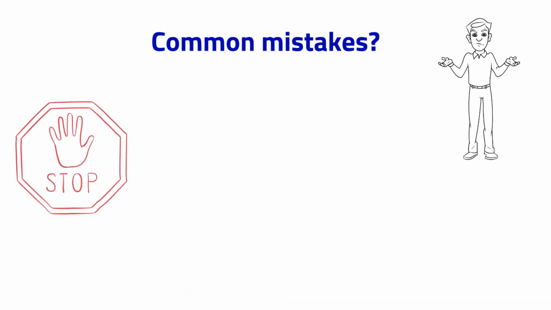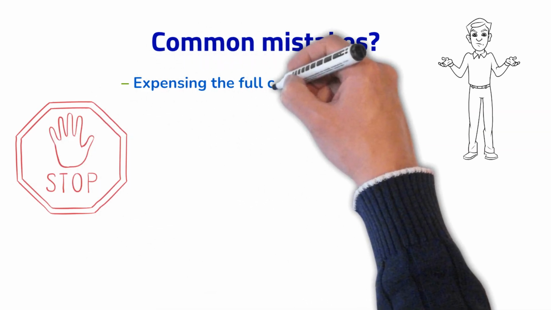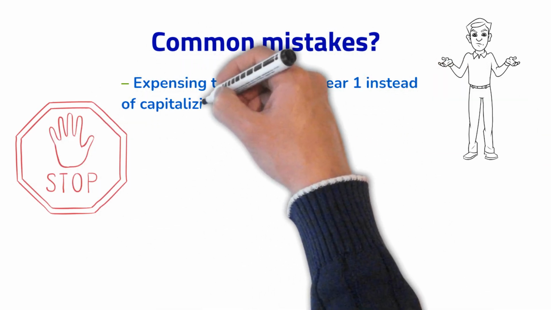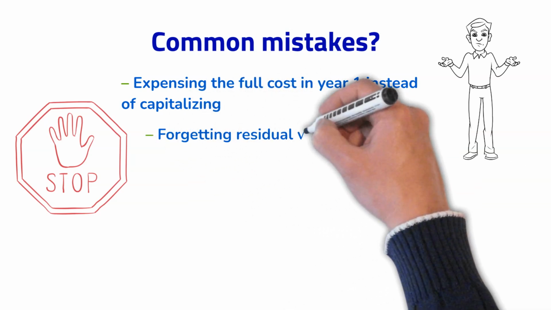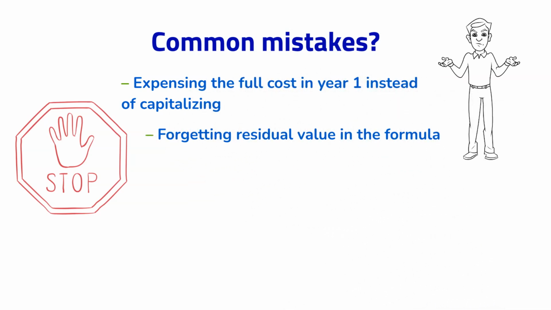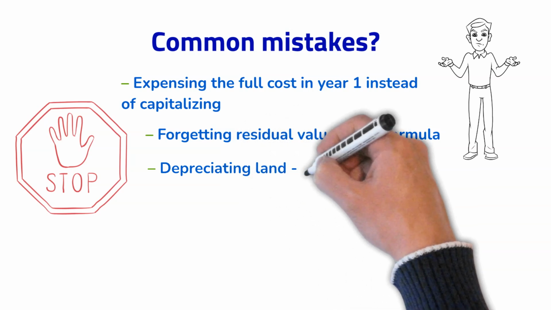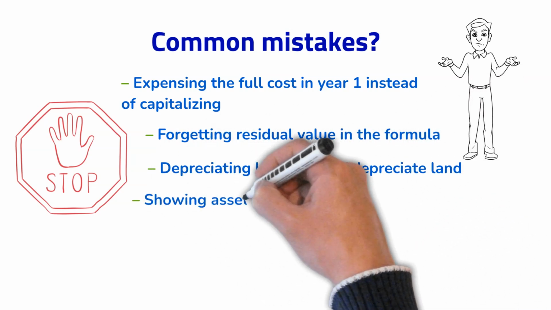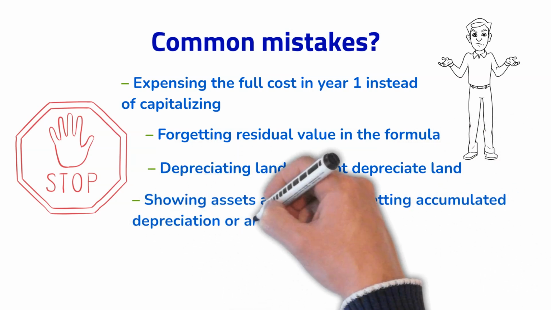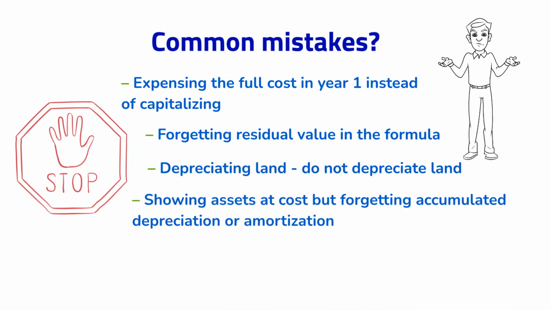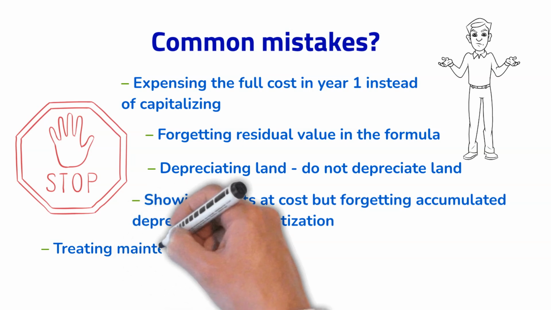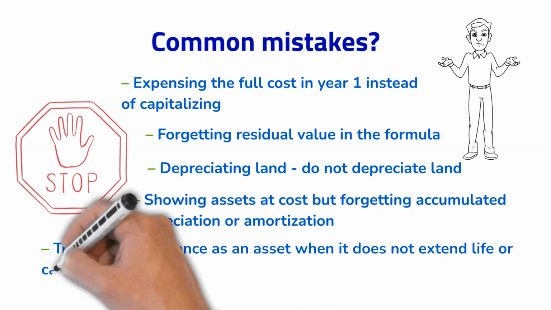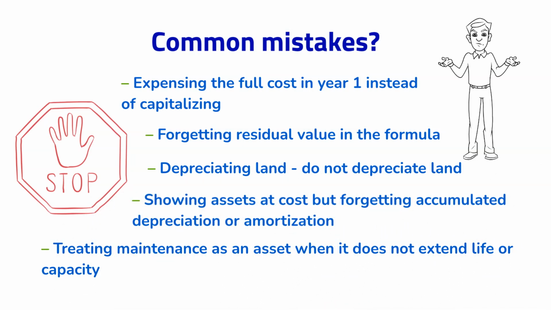The first one is expensing the full cost of an asset in year 1 instead of capitalizing. The second one is forgetting residual value in the formula of depreciation. The third one, depreciating land. Do not depreciate land. The next one, showing assets at cost but forgetting accumulated depreciation or amortization. And the last one, treating maintenance as an asset when it does not extend life or capacity.